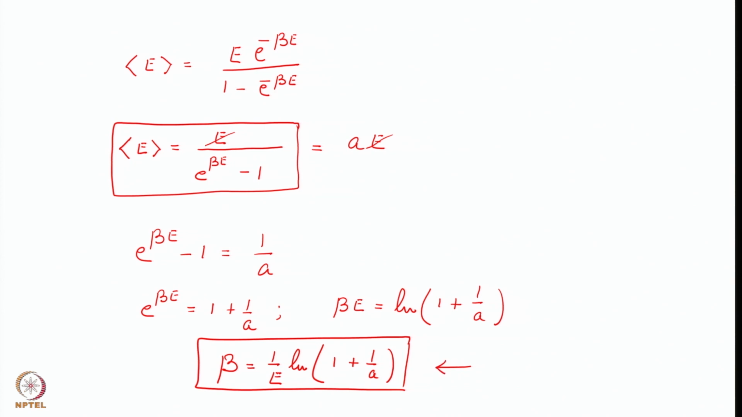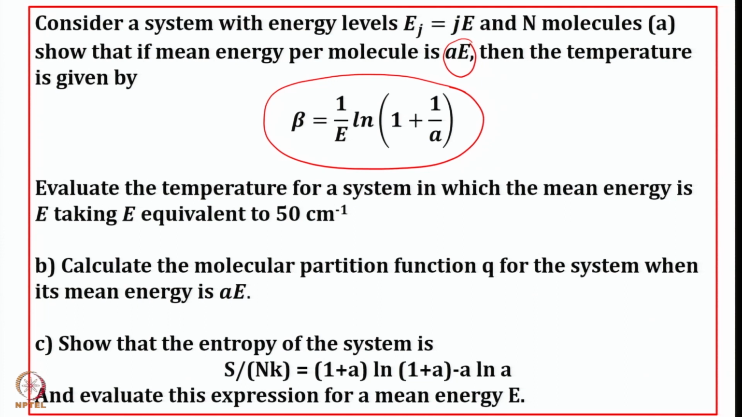There are still some more parts of the question. First, evaluate the temperature for a system in which the mean energy is E, taking E equal to 50 centimeter inverse. The second, calculate the molecular partition function Q for the system when the mean energy is AE. And third, show that the entropy of the system is S over Nk is equal to 1 plus A log of 1 plus A minus A log A, and evaluate this expression for mean energy E. So, there are 3-4 parts still remaining for this question.